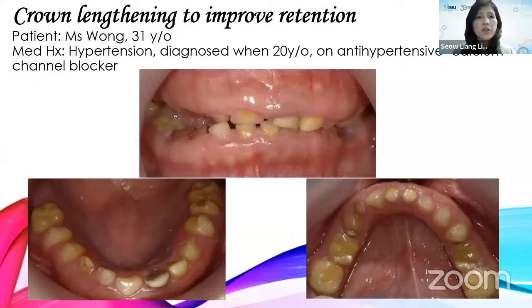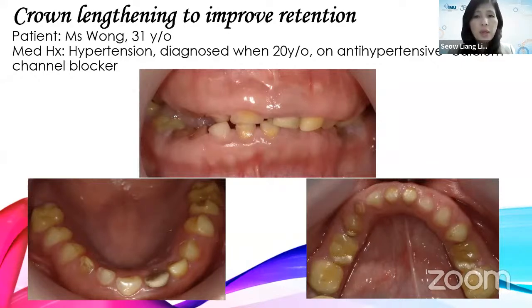So this is a patient, a relatively young patient, 31-year-old, who has unfortunately been diagnosed with hypertension since she was about 20. So she has been on the antihypertensive amlodipine in particular, which is a calcium channel blocker, for the past 10 years or so. This has led to gingival hyperplasia, which is one of the known side effects of the antihypertensive drug that she is taking.